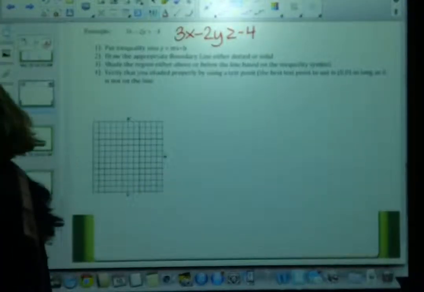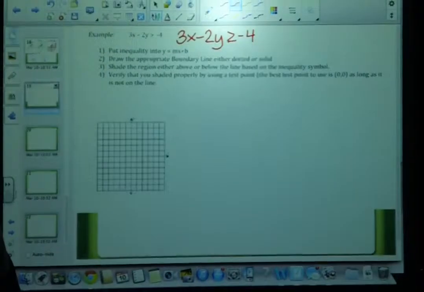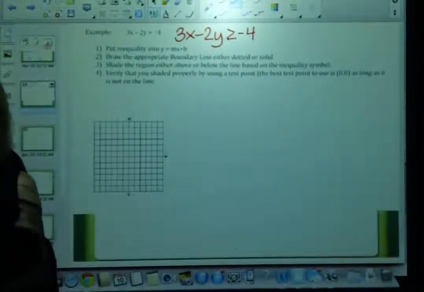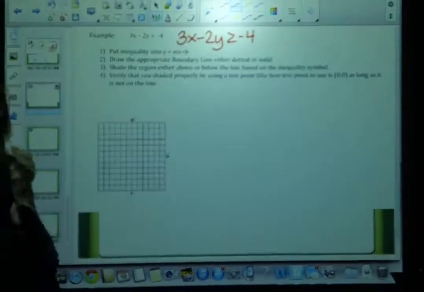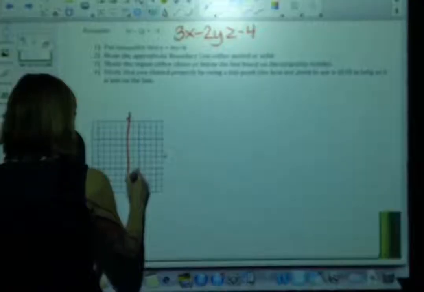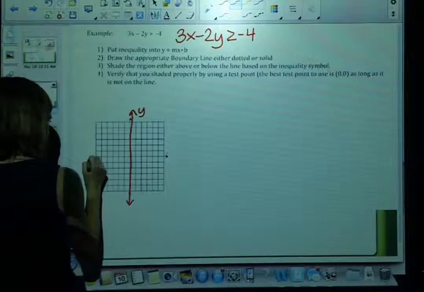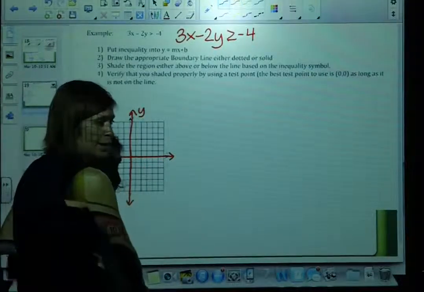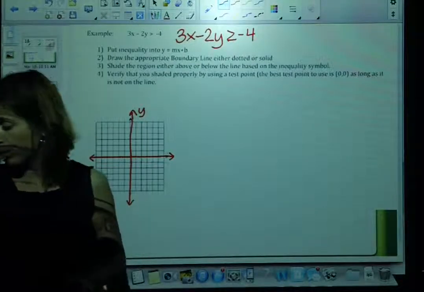So we're going to put it into y equals mx plus b. Now you could graph using the intercepts, but then the shading becomes a little bit more difficult, okay? So go ahead and put that in y equals mx plus b and simplify it. If you divide by a negative, you flip the inequality symbol.